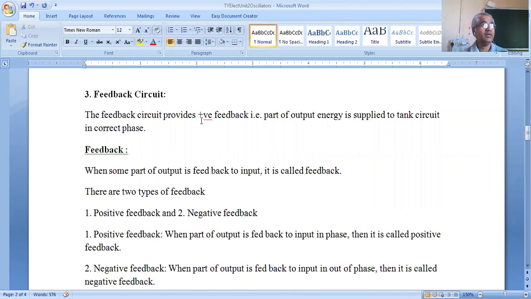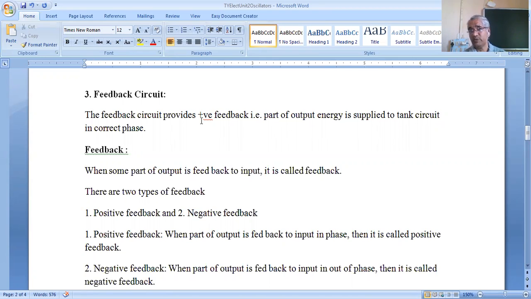I told you that the basic requirements of the oscillator are tank circuit, amplifier and feedback. Now which feedback is needed? Positive feedback. What is positive feedback, what is negative feedback, we will see in the next part. So the feedback circuit provides positive feedback. Here we have used positive feedback. What do you mean by this? That is, part of the output energy is supplied to the tank circuit in correct phase. This is the most important.